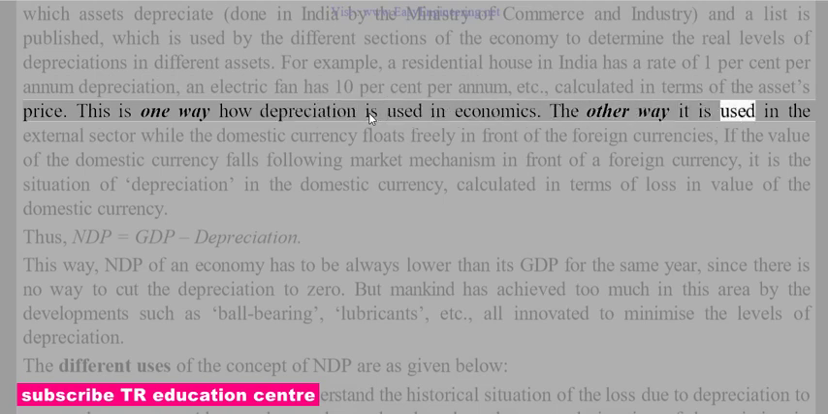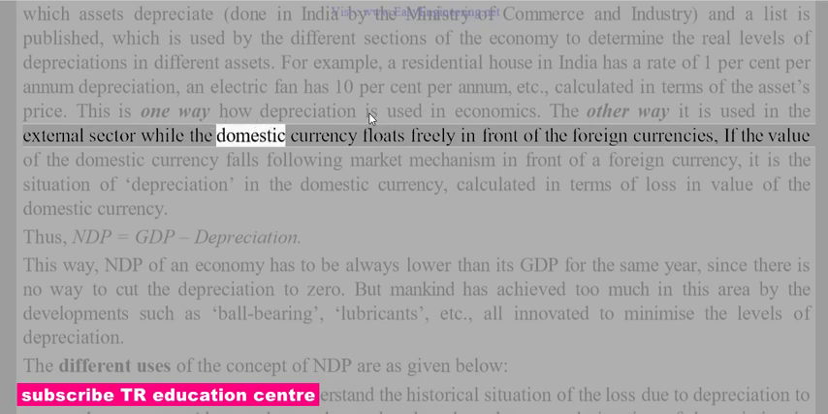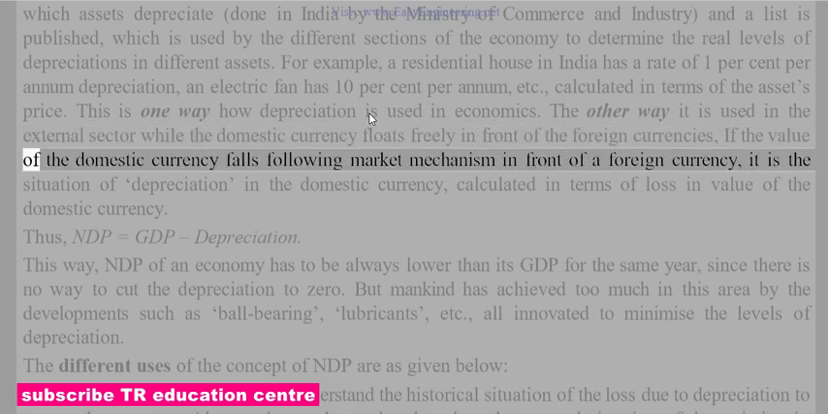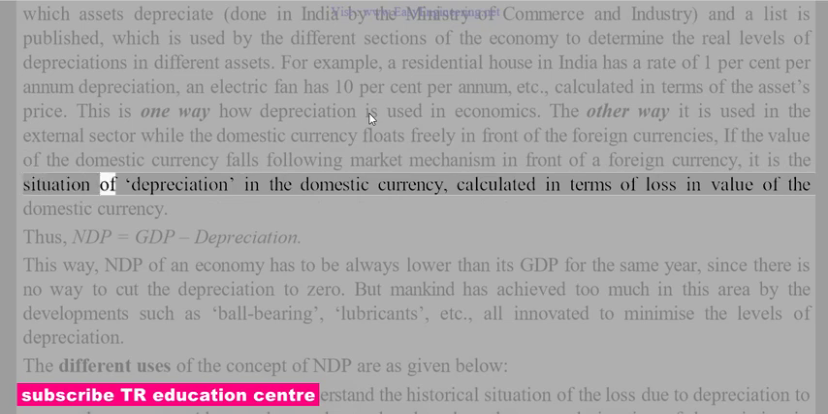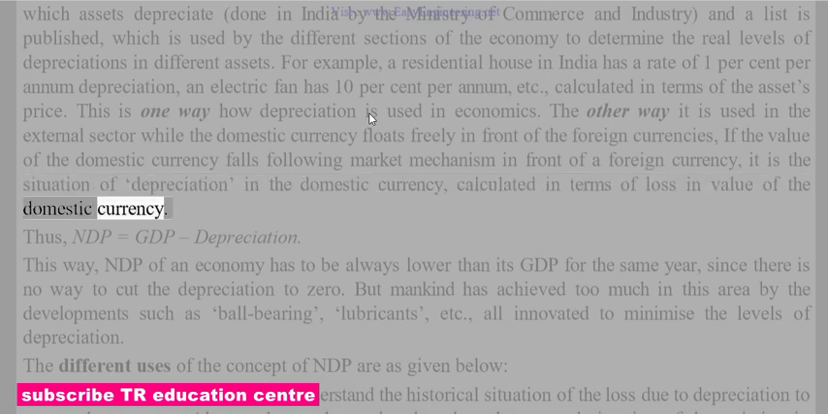The other way it is used is in the external sector, while the domestic currency floats freely in front of the foreign currencies. If the value of the domestic currency falls following the market mechanism in front of a foreign currency, it is the situation of depreciation in the domestic currency, calculated in terms of loss in value of the domestic currency.